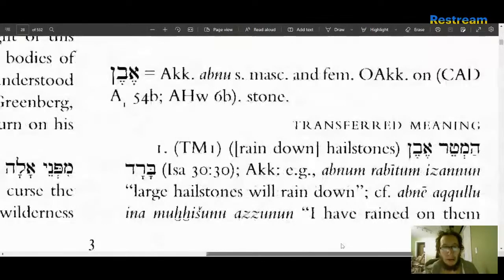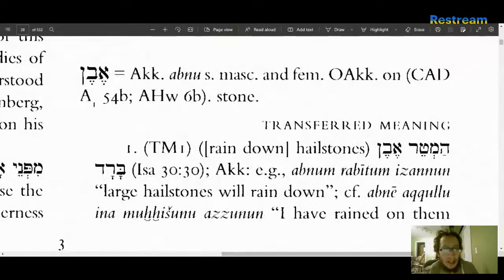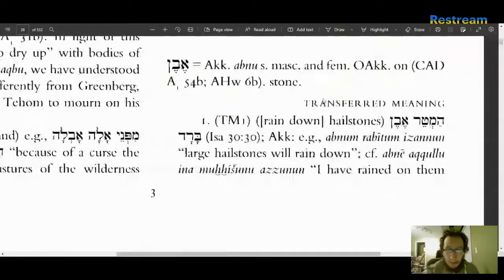So here we have Akkadian Abenu or Aben, and again, it just means stone. It tells us that it occurs in the oldest form of Akkadian. So Old Akkadian and onward, that word occurs.